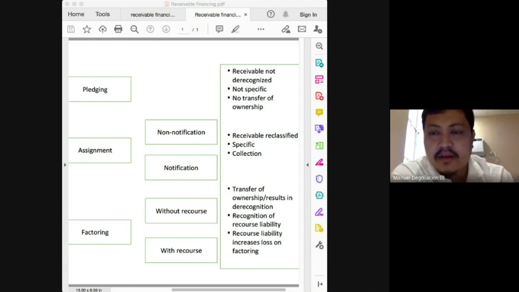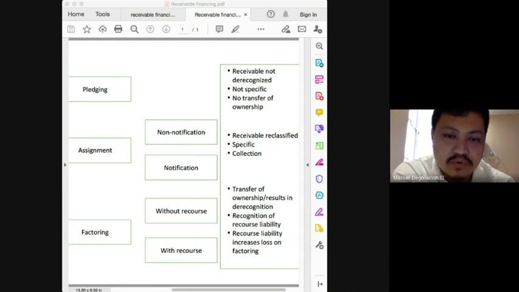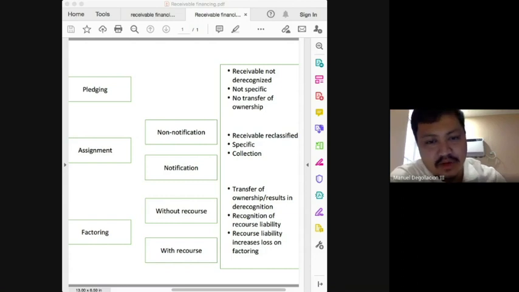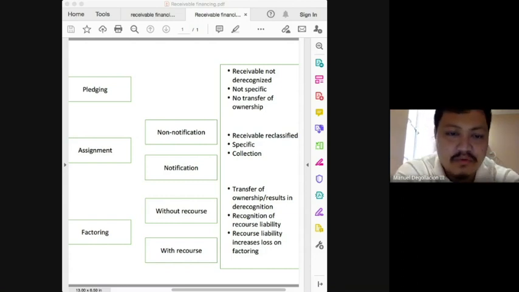Basically that's the concept behind these three kinds of receivable financing. We are using our receivables in order for us to get cash immediately. Under pledging and assignment, they are only used as a collateral to entice fund providers to extend a loan to us. For factoring, we are actually selling the receivables already in order for us to have cash immediately.